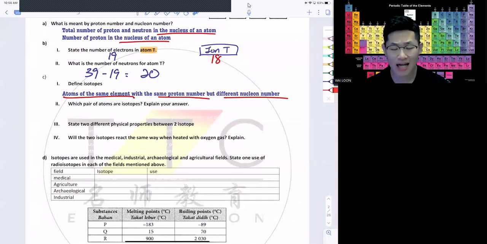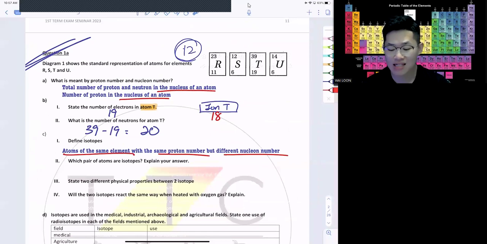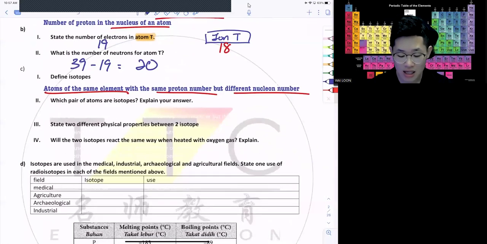So which pair of atoms are isotopes? Explain your answer. So R, S, T, and U. Which one of them are isotopes? So since we say isotopes have the same amount of protons, we can see S and U, they're having the same amount of protons. So our answer will be atom S and U.